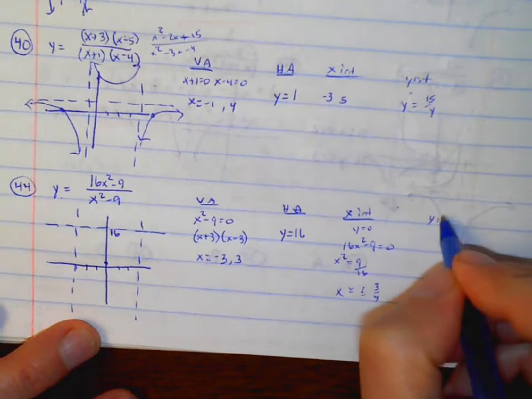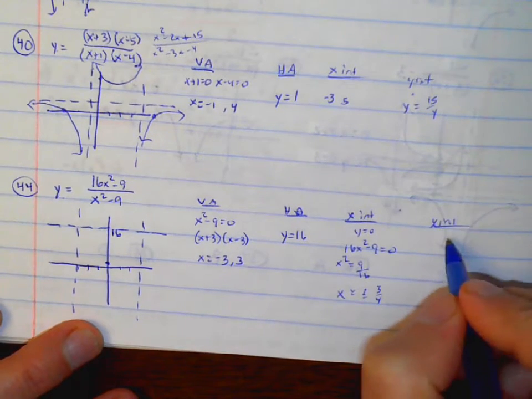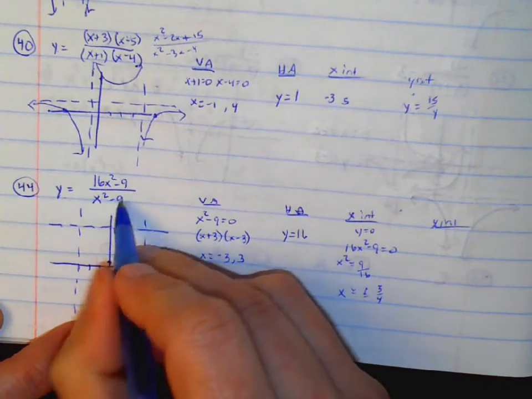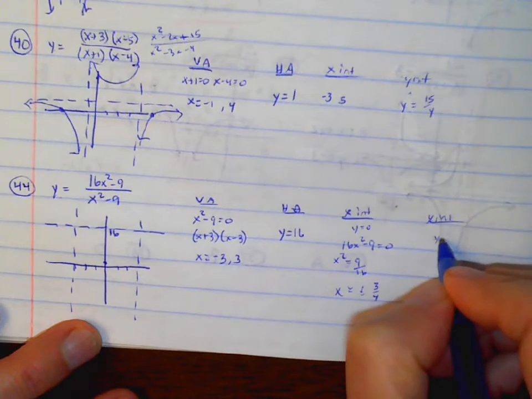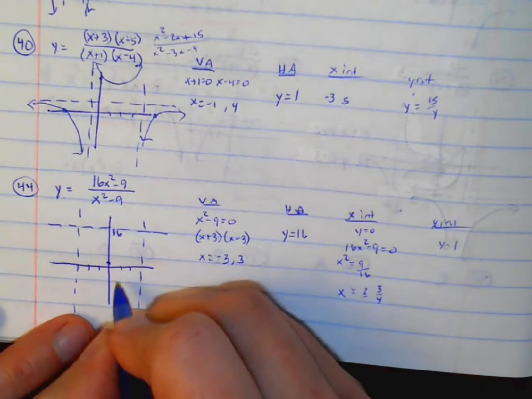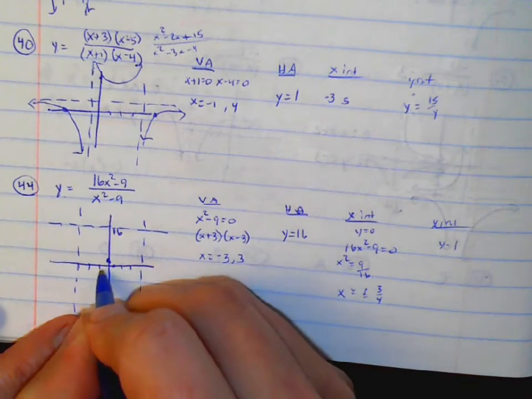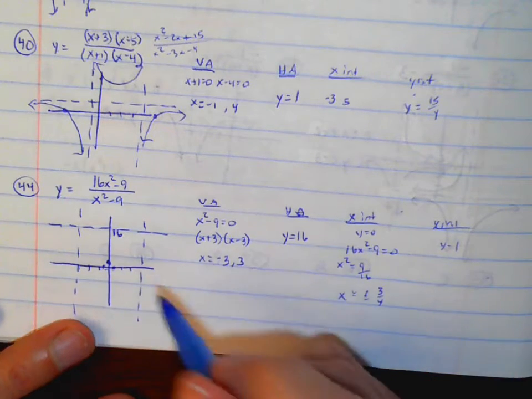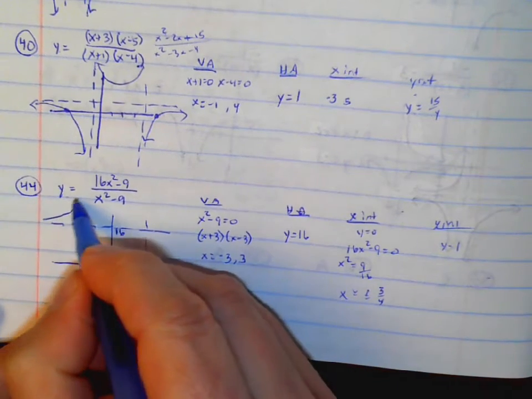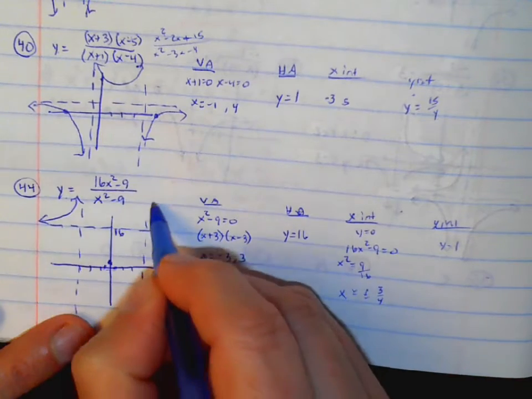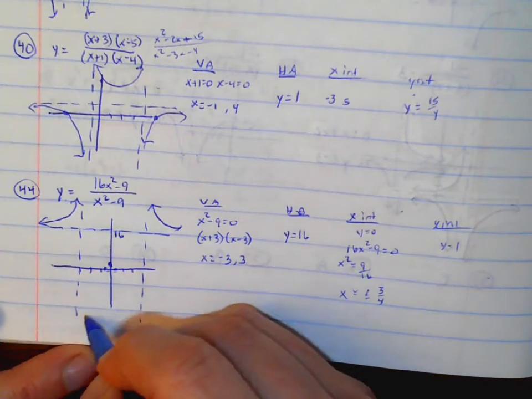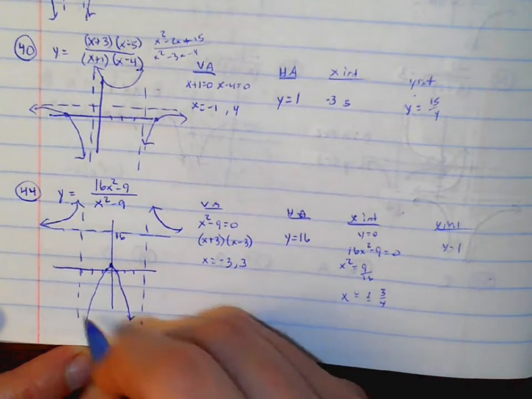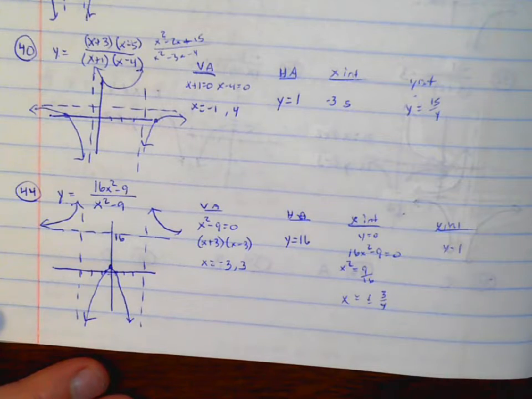And the y-intercept happens when the x is 0, so put a 0 in there, we have negative 9 over negative 9, which is 1. And then plus and minus 3/4 for the x-intercepts. Okay. And then your graph will look something like this. That's number 44.